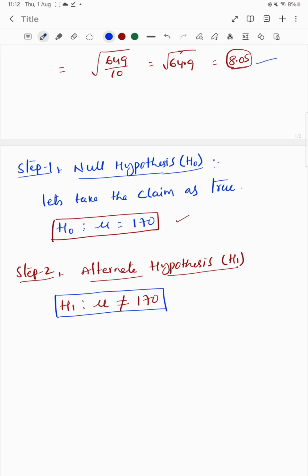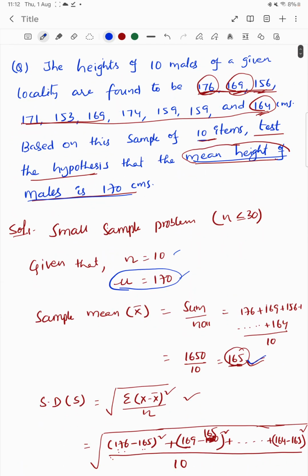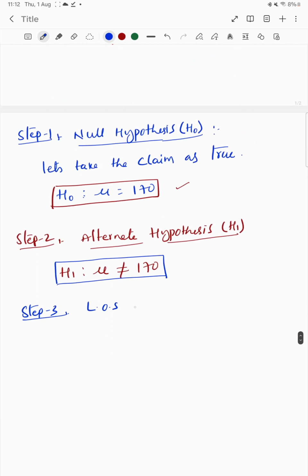Coming to step 3, it is the level of significance. The level of significance is not given in the question. Generally we will assume it, so let's take the level of significance as 5%. In step 4, as we know that it's a small sample problem, the formula is T is equal to x bar minus mu divided by S by root n minus 1, where sigma here means S, the standard deviation. This is the formula.